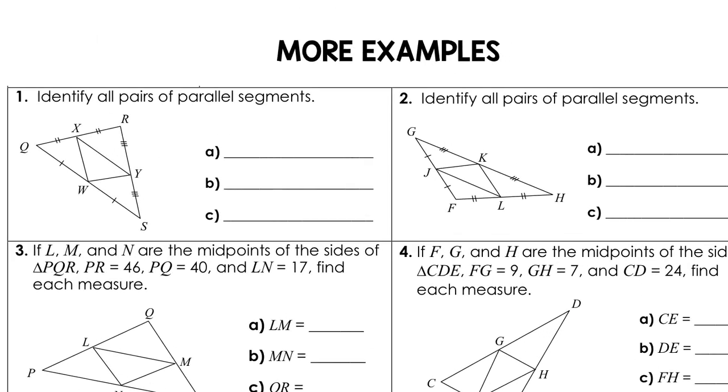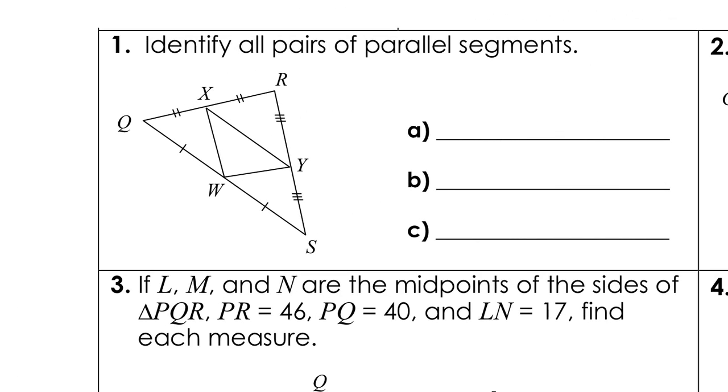All right, in these first two examples here, they're just asking us to identify the parallel segments, and they connected all these mid segments here. You have 3 different ones. So if you look at this one here, that mid segment is going to be parallel to this side. So we can label that one first. We'll say XY is parallel to QS. So that's one of them.